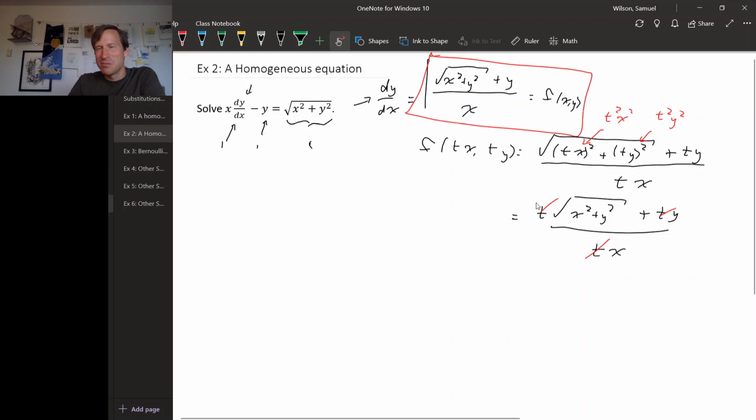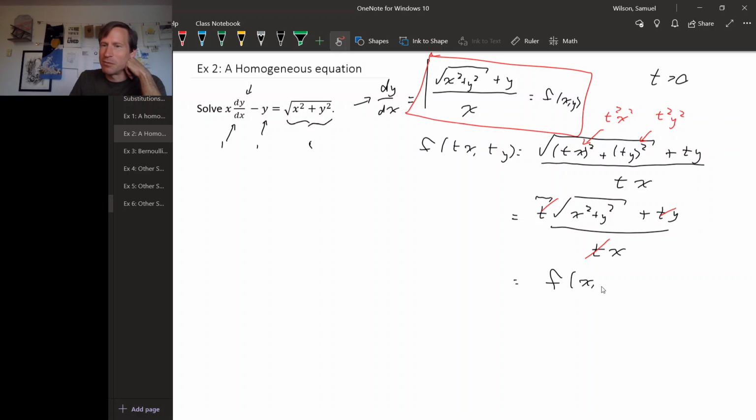Now I've played a little fast and loose with my t because this should be the absolute value of t, but really it's good enough for this equation to be true when t is positive. So this is a, and after we've simplified, this is f of x comma y without the t's, and so this equation is a homogeneous equation. Since it's a homogeneous equation, we can try this substitution again.